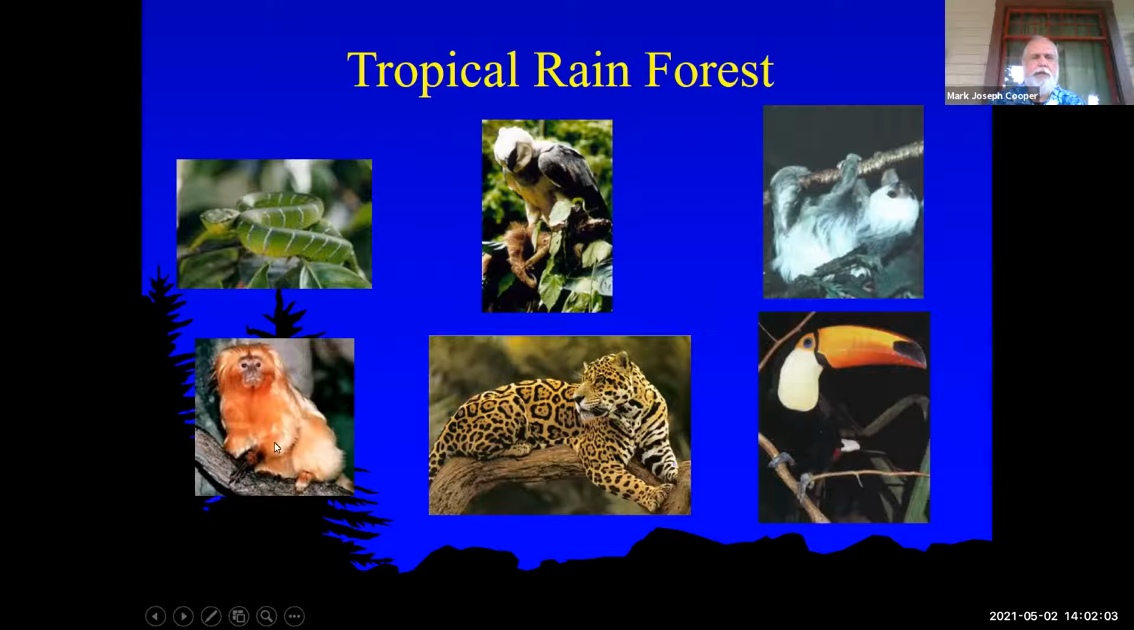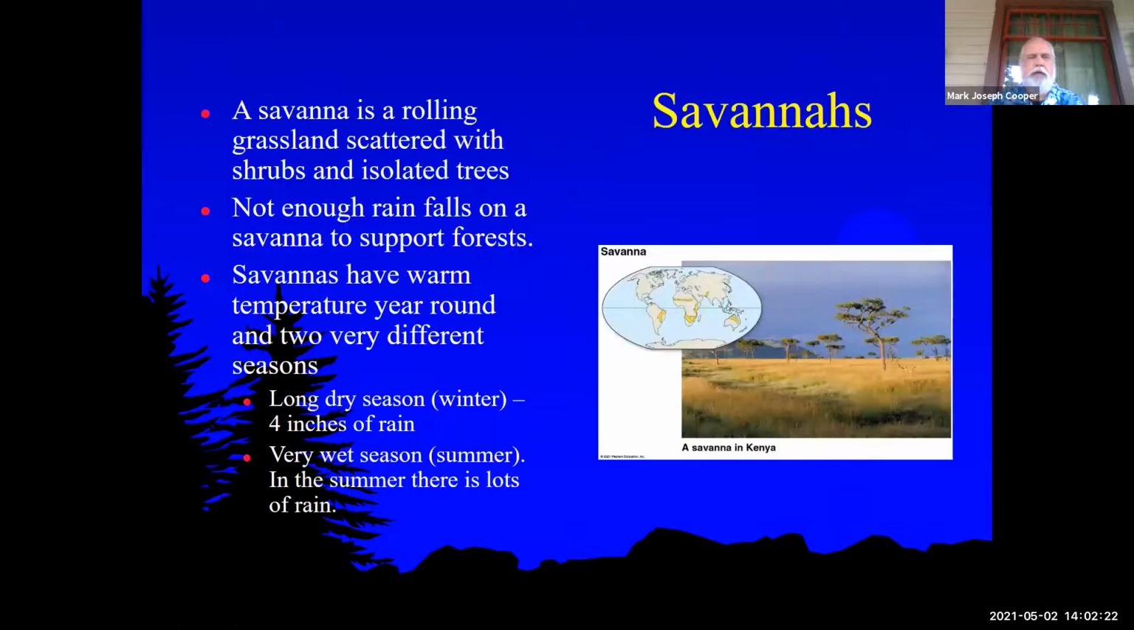This is a little primate. This is actually a golden lion tamarin. So there are primates down there. And then this is a leopard. And this is the Fruit Loops bird, Toco toucan. So lots of different species. I just picked a few. All right, the next one is the savannas.